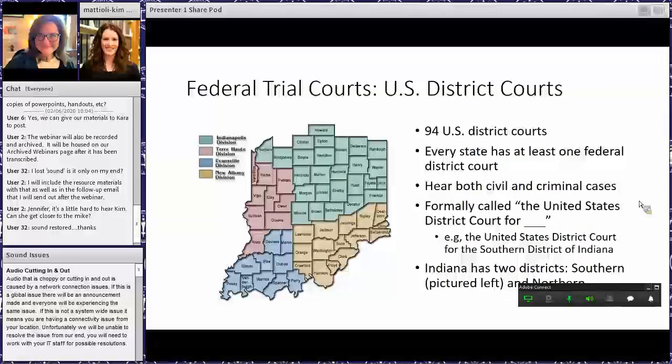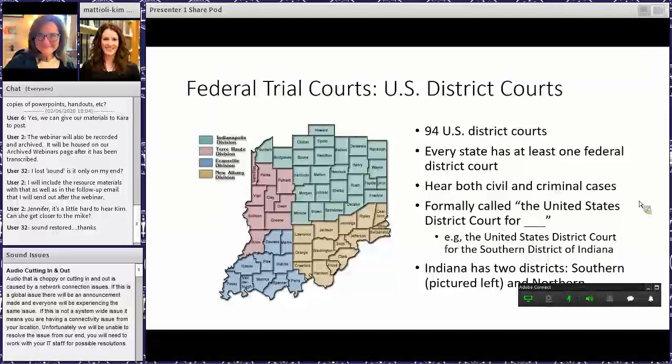So I want to start by talking about federal trial courts, and then we'll talk about state courts in a little bit. The federal system is a little bit easier to understand, and many state court systems follow the same general model, so it's a good starting place. We'll start with the lowest courts, the trial courts, and on the federal level, they are called the United States District Courts. If a person is going to file a suit that involves a federal law, they're going to start in one of the U.S. District Courts. And again, these courts hear both civil and criminal cases.